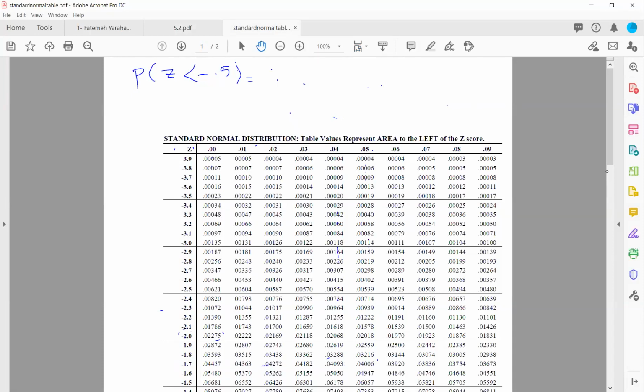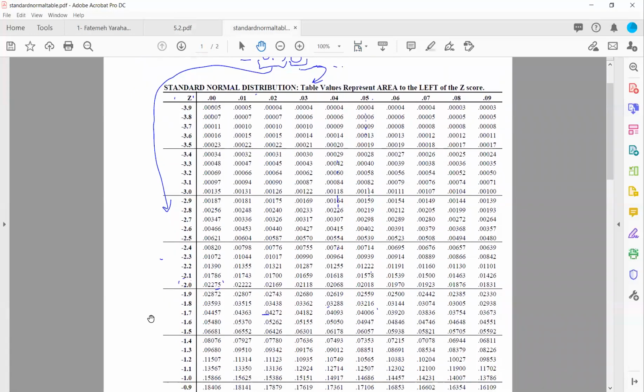Okay, very well. Negative 0.5, and you can add another 0. The first two digits around the decimal are in the first column, and the second digit on the right-hand side of the decimal is going to be on the first row.